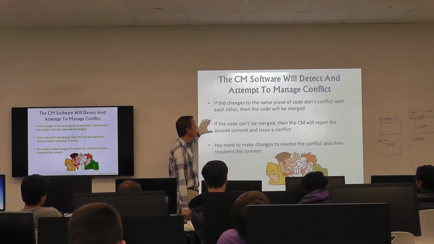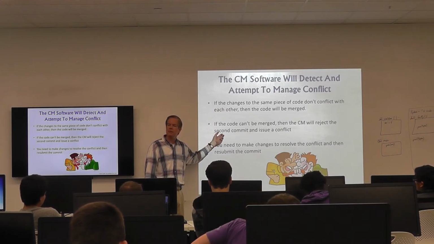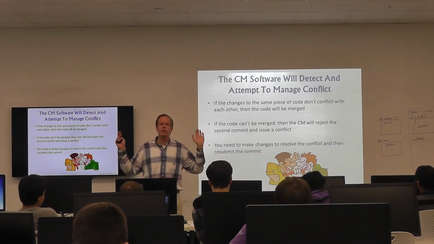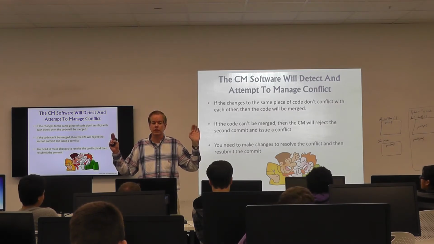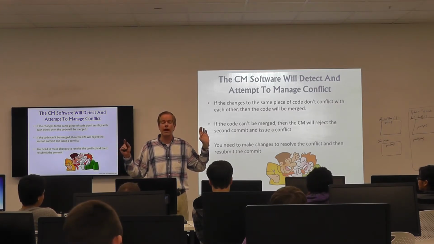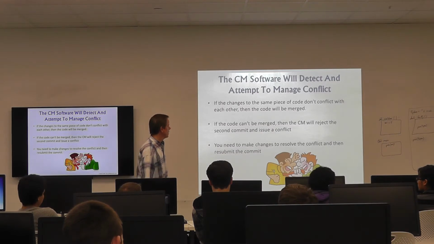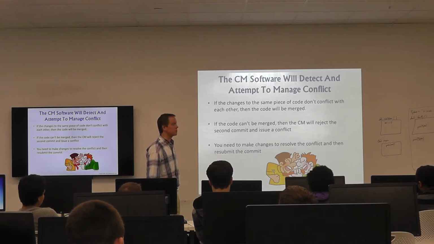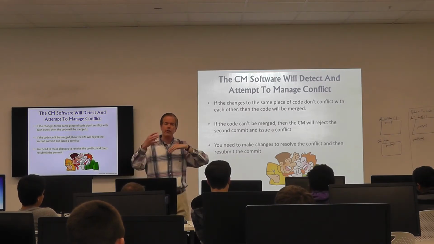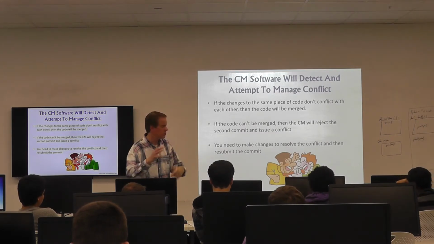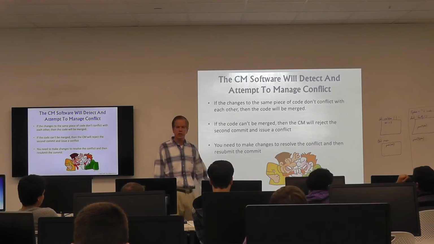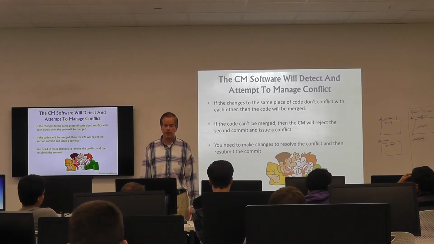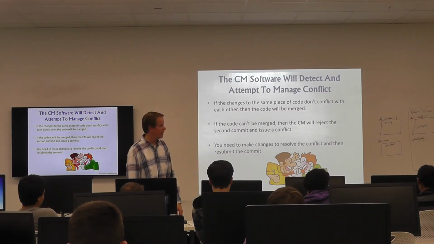Okay, if the code can't be merged, then what's going to happen is the second person who checks their code in is going to get a red flag. It's going to say, stop. You're changing something that's already been changed. This is way too weird. You work it out and tell me what's going on. Okay? At that point in time, you need to make changes to resolve it. You need to take a look at the code and figure out how your changes work with the other person's changes. You get that worked out, then you resubmit, commit, and you're good to go. Conflict has been avoided.